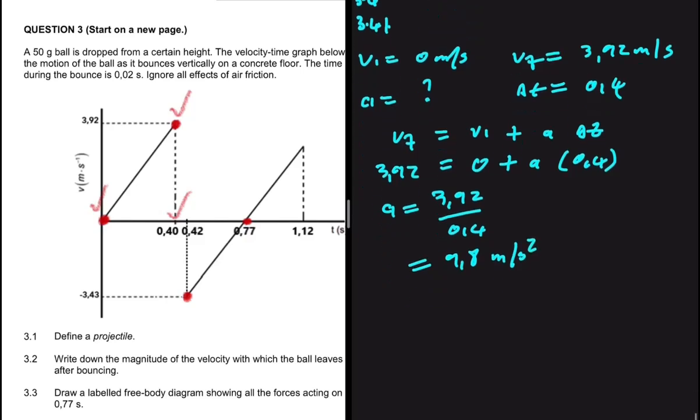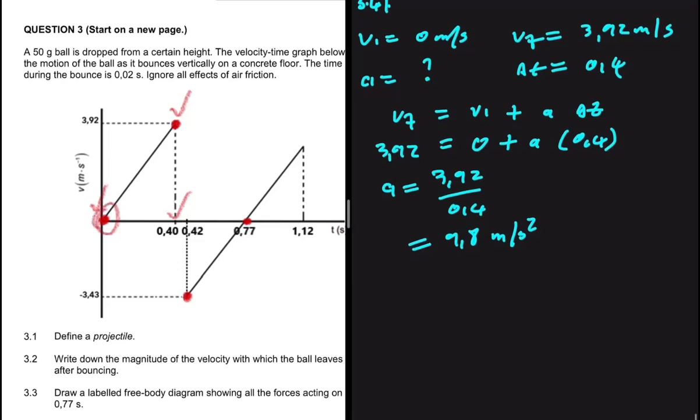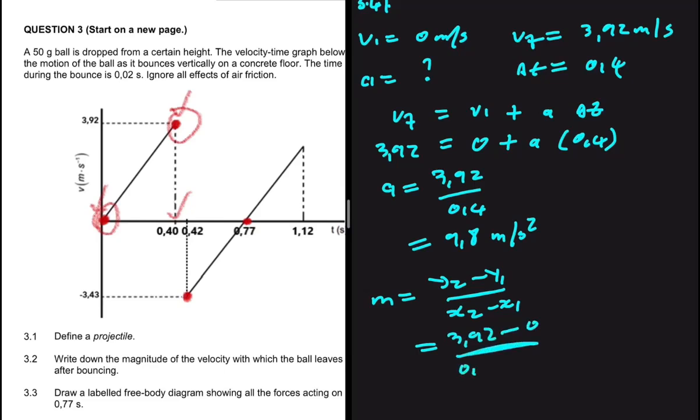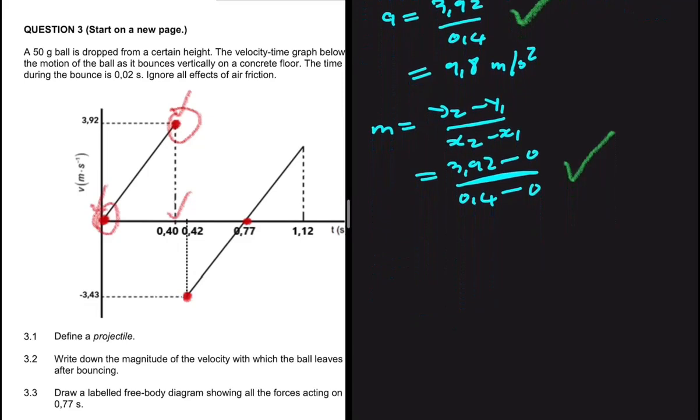If we decide to use the gradient, we can take this first point and this point and find the gradient between the two points, which is y2 minus y1 divided by x2 minus x1. y2 is 3.92 and y1 is 0. x2 is 0.4 and x1 is 0. Again, you can see that we're going to get 9.8 meters per second squared, regardless of which technique we decide to use.